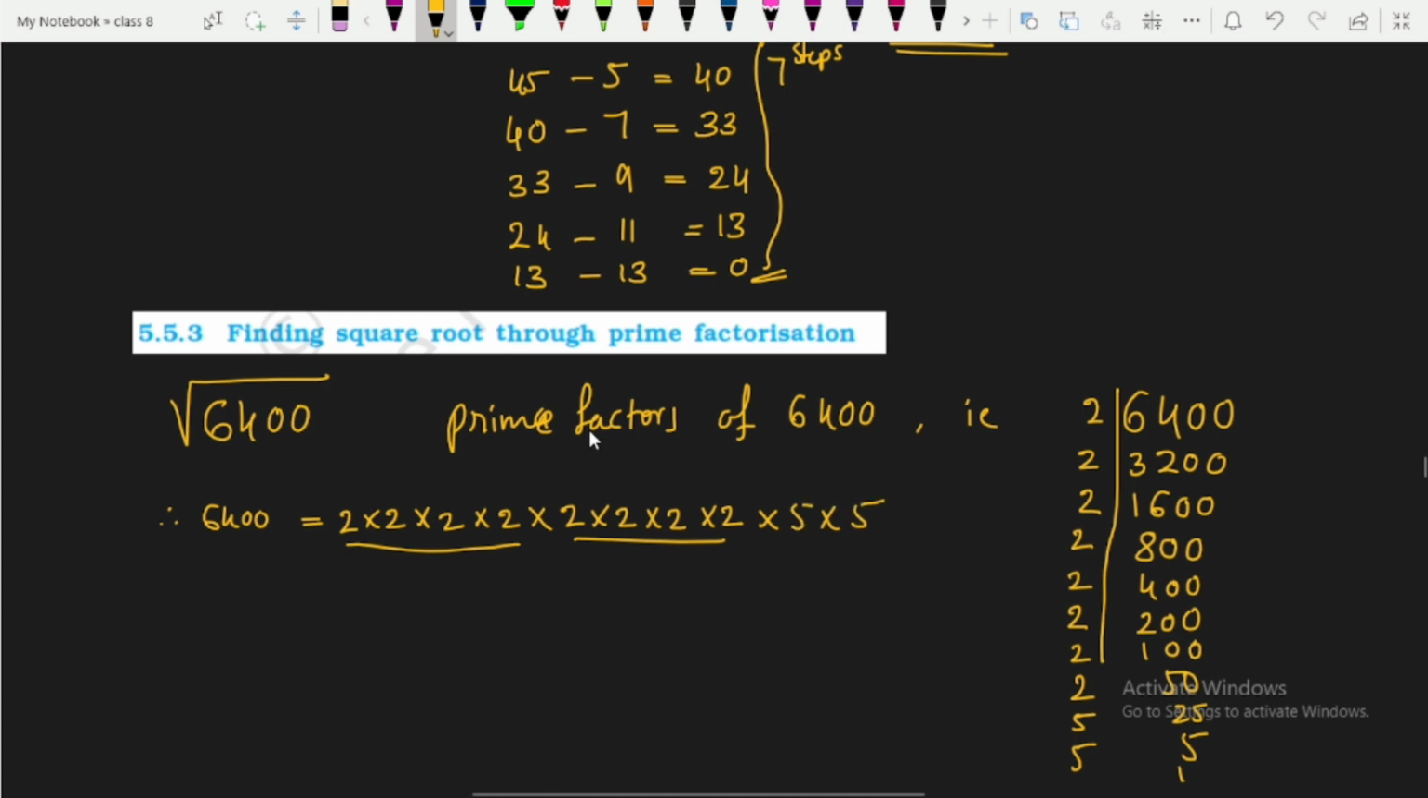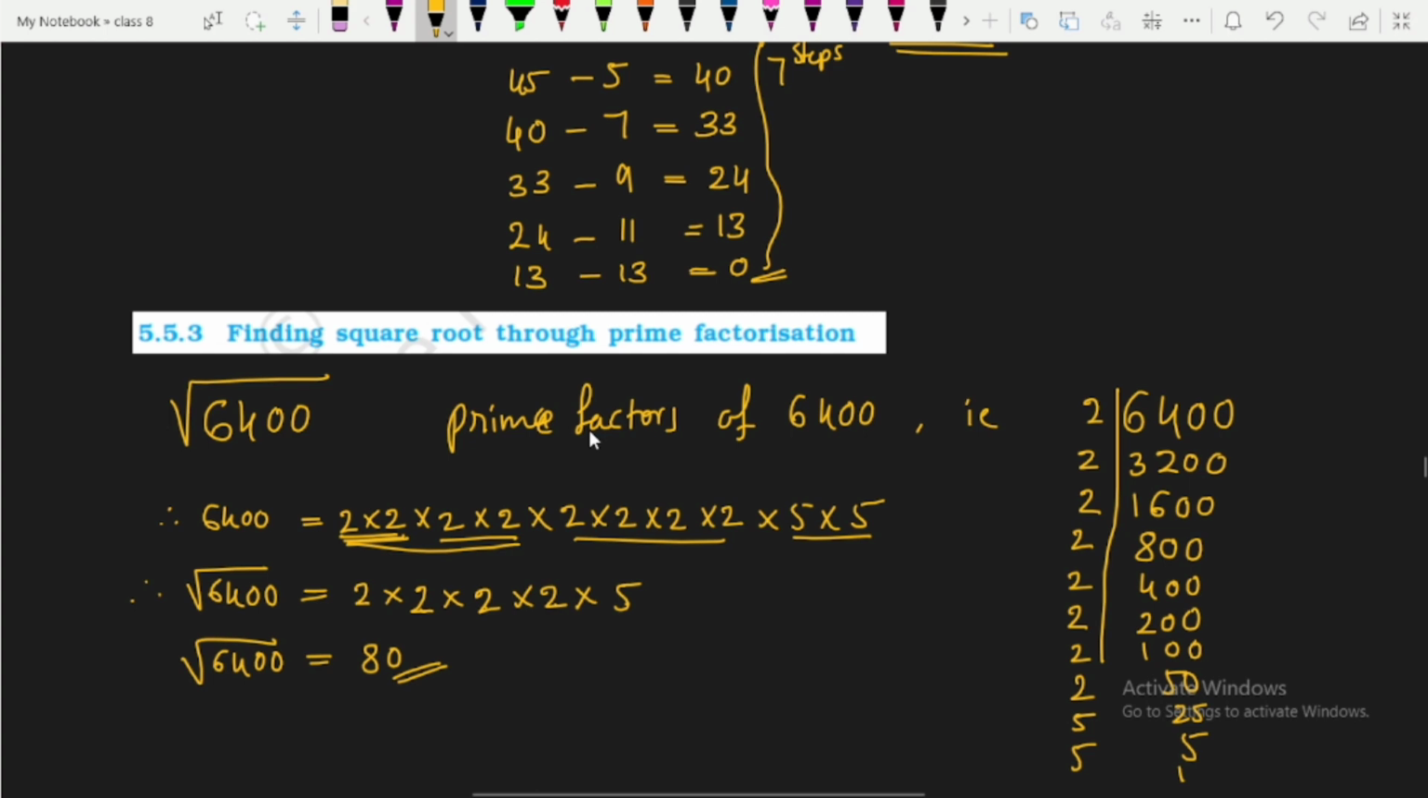So to find the square root of 6400, from each pair you are going to write one number. Here 2 is a pair, so from that you write one number. From the second pair also you write one number. Similarly again this, and from the pair of 5 you write one number. Therefore the square root of 6400 is 2 2s are 4, 4 2s are 8, 8 2s are 16, 16 5s are 80. Okay, the square root of 6400 is 80.